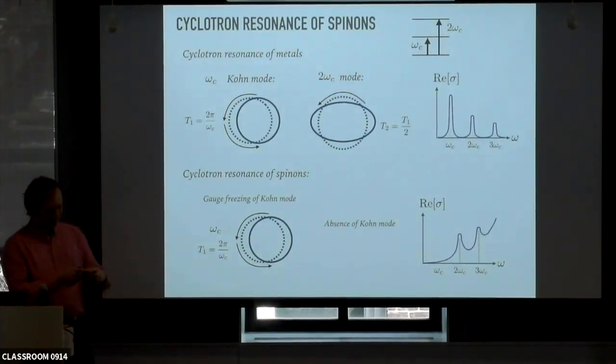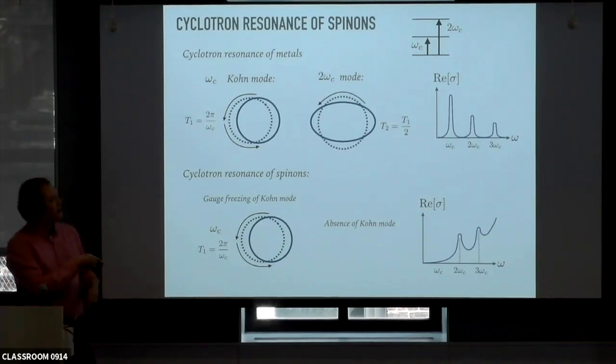And the idea to understand why it's absent is simple. So the Kohn mode, basically, this is a cartoon of the Fermi surface. The Kohn mode is the mode that appears from the L=1 displacements of the Fermi surface, from the global displacements of the Fermi surface in the presence of a magnetic field. But those are frozen because of the coupling to the gauge field.